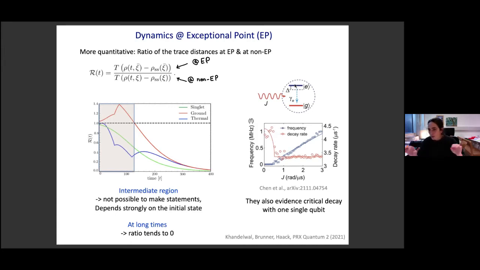And so in this recent work, they still engineer gain and loss. Okay, so it's not an open quantum system, not engineered as we consider. But what is nice is that they have also evidenced some kind of critical decay for a single qubit, and they mention it. And so we are now discussing with them whether we can quantify their behavior with our measure, and if they can go to 2 qubits and see a bit the physics that we evidenced.